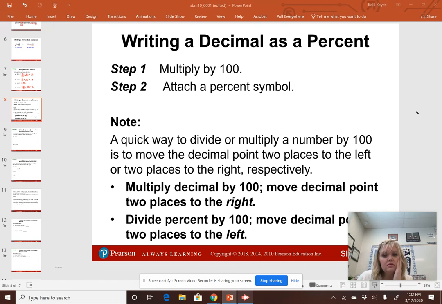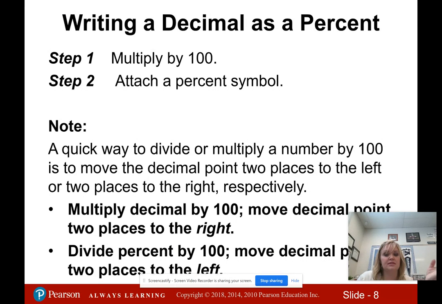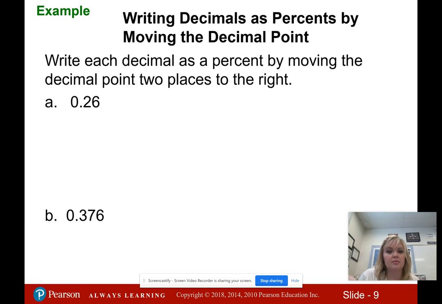Now we are going to talk about writing a decimal as a percent. So we're going to reverse the order that we just learned. All you need to do is multiply by 100 instead of dividing by 100, and then add the percent symbol. Remember, when you multiply by 100, you move the decimal 2 places to the right. When we divide, we move it to the left. Okay? So let's look at some examples.